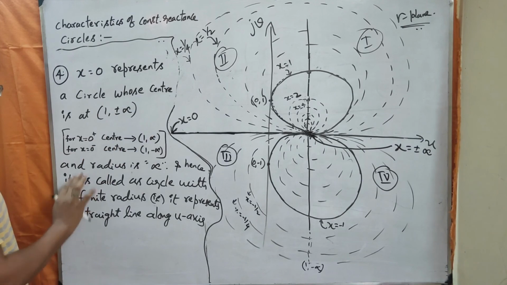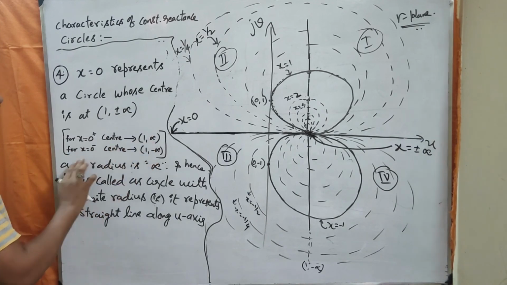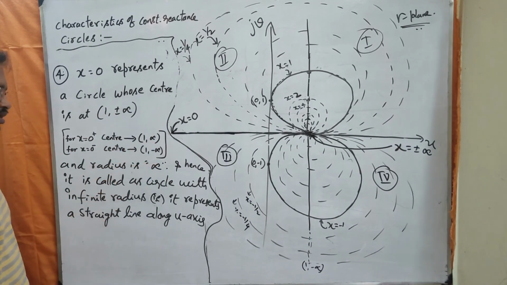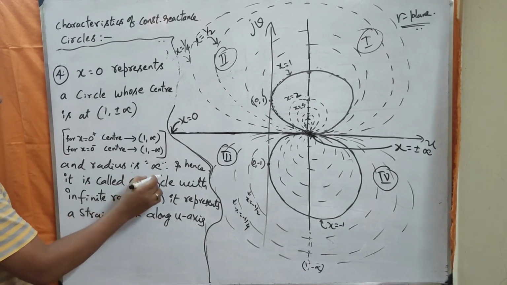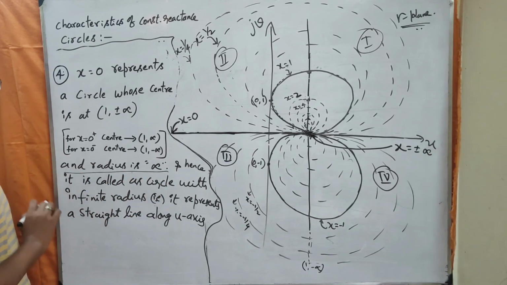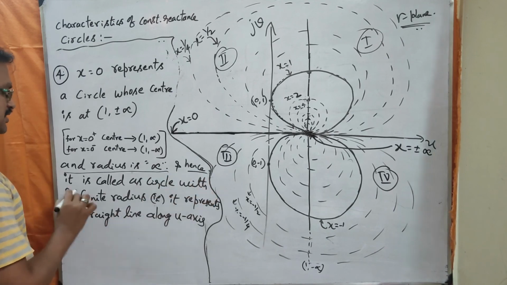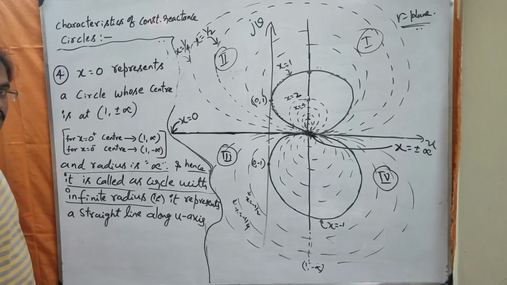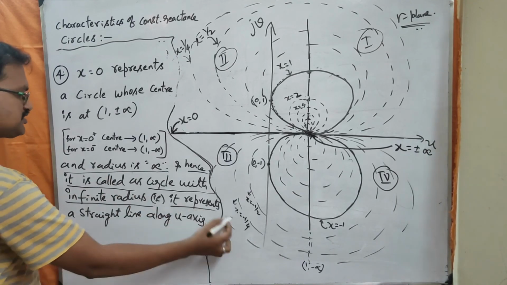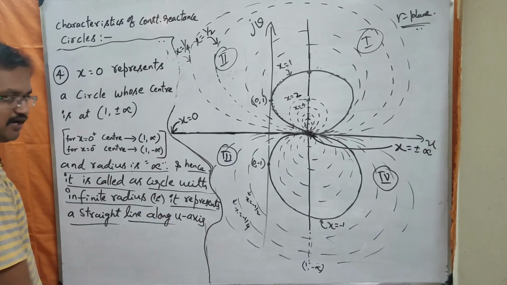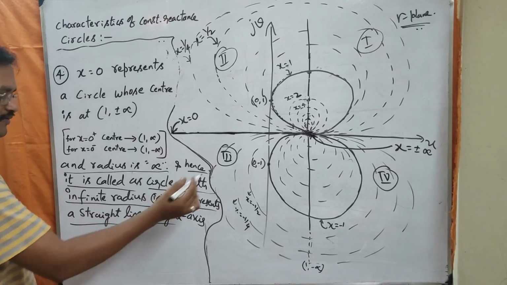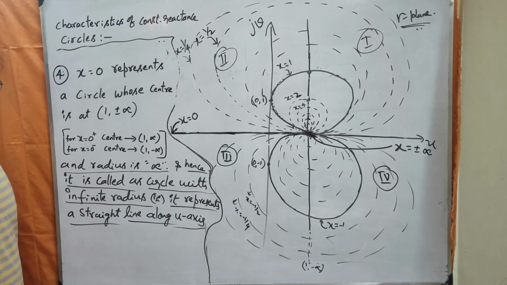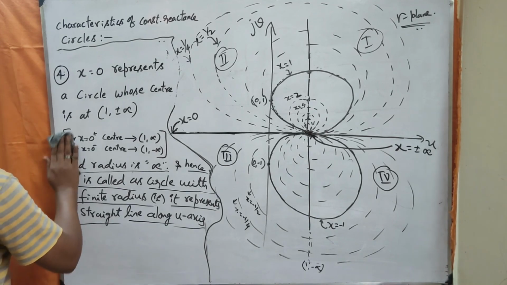So I can say simply, for x is equal to 0, the center is at 1 comma plus or minus infinity. So for x is equal to 0 plus, it is at 1 comma infinity. For x is equal to 0 minus, it is at 1 comma minus infinity. And its radius is infinity. And hence it is called a circle with infinite radius. So a circle with infinite radius always represents a straight line. Here we will get a straight line along the u axis.